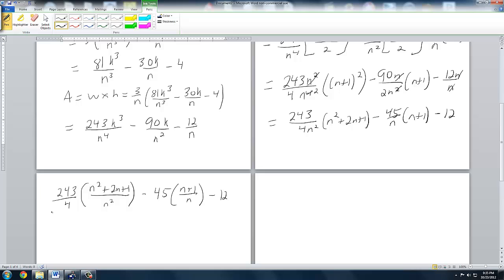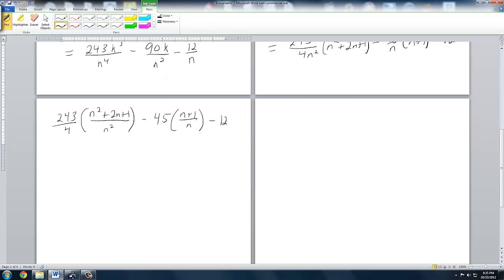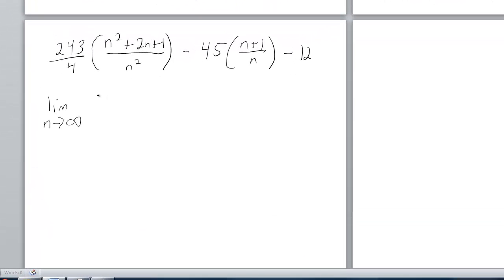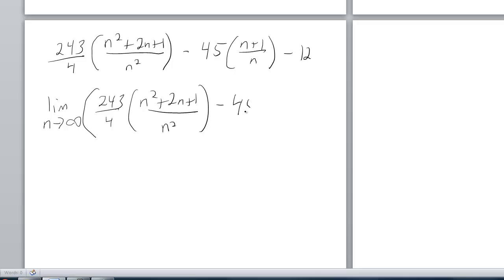Now we're going to take the limit of the whole thing. We're going to take the limit as n approaches infinity of 243 over 4 times n squared plus 2n plus 1 over n squared, minus 45 times n plus 1 over n, minus 12. What does this equal? Well, this is a constant multiple, so that gets copied down.